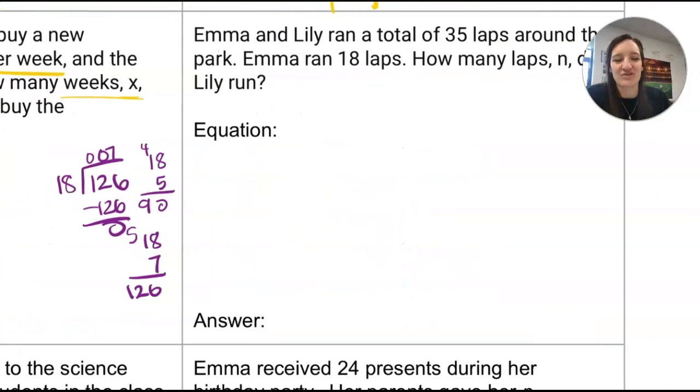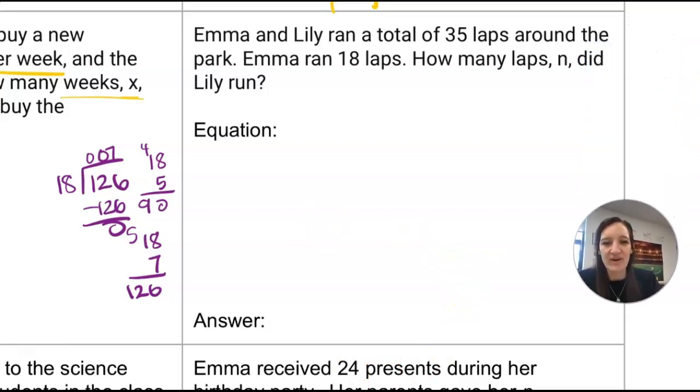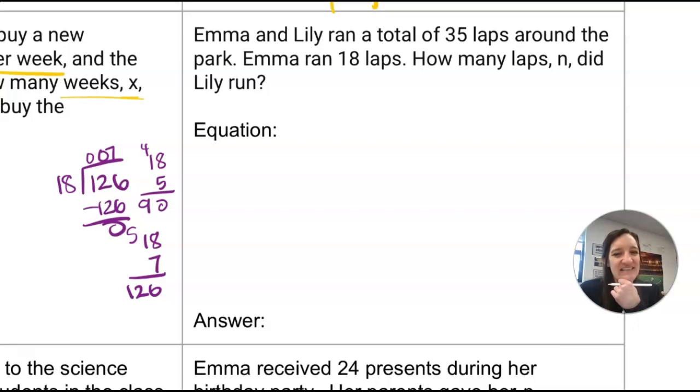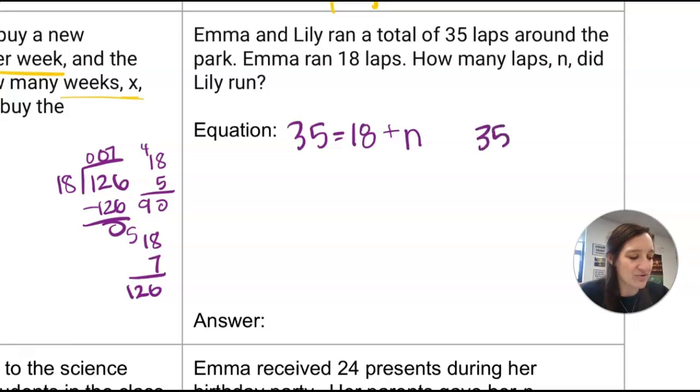Emma and Lily ran a total of 35 laps around the park. Ooh, good job. Emma ran 18 laps. How many laps N did Lily run? All right, so the total is 35 laps. Emma ran 18 and Lily ran N. So if this is a total, then we need to add those 2 laps together, right? Or we could take the total and subtract 18, and that would also give us N.